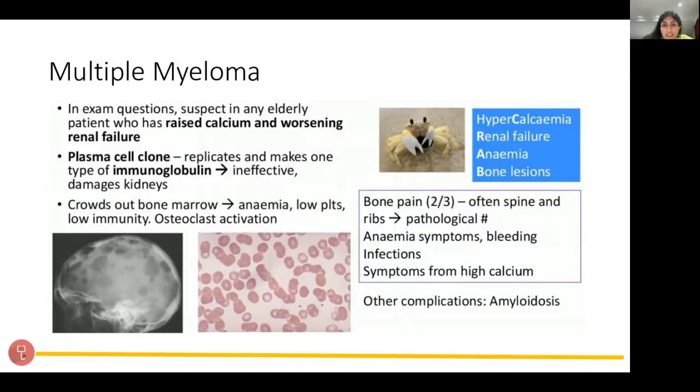I've talked about the main features, and you can probably imagine what kinds of symptoms patients would get. Bone lesions will cause bone pain and lead to pathological fractures, and that's often how patients present. Then anemia symptoms, bleeding, infections, hypercalcemia. There's the other mnemonic: bones, stones, groans, psychiatric undertones, etc. So just remember your hypercalcemic symptoms too.